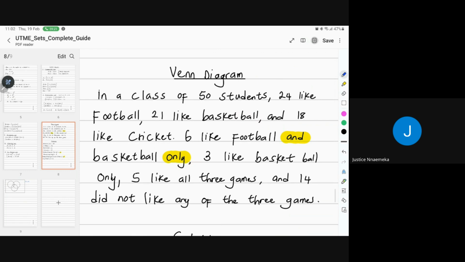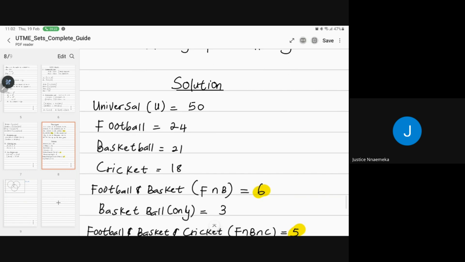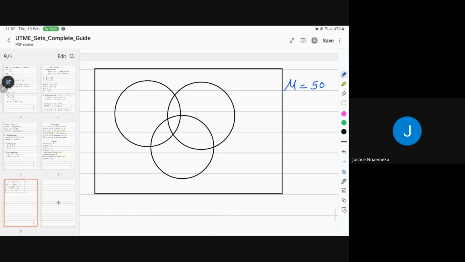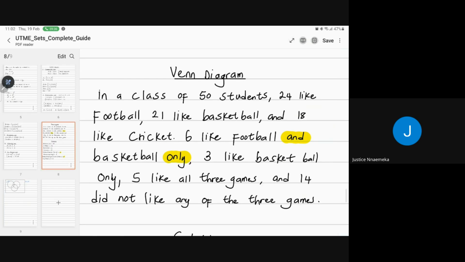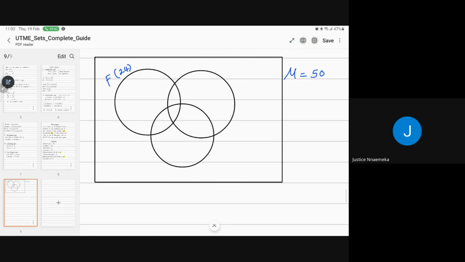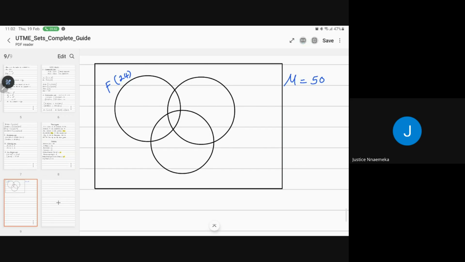Now, the next information we'll have right here is that football is 24, right? So let's place it outside here. For football, the number here is 24. Now, the next that we have is basketball is 21 and cricket is 18. Let's have basketball 21, and let's have cricket to be 18. So these are the informations we have.